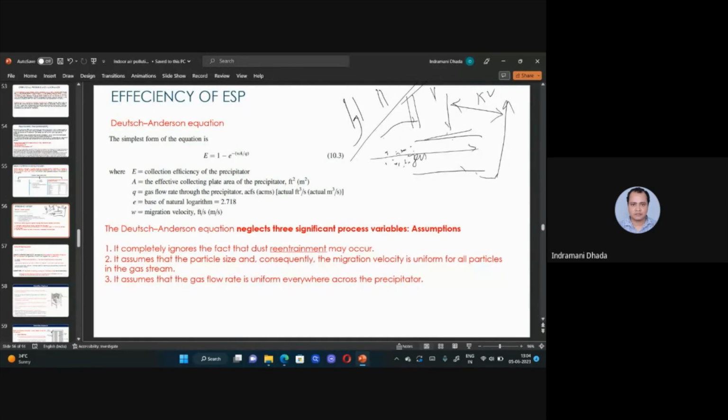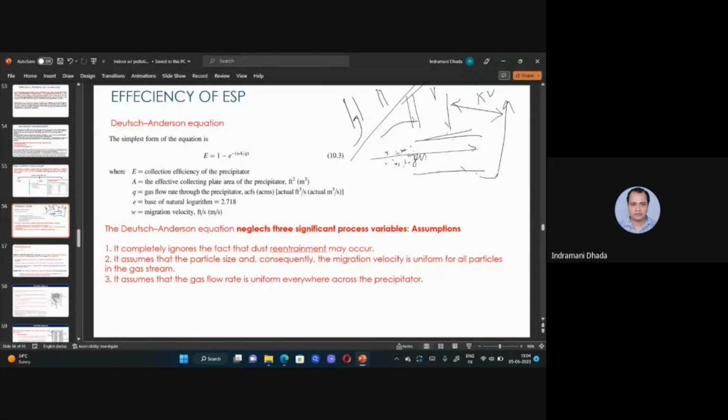So in an electrostatic precipitator, we can really trap very fine particles also. But it is a costlier technology. Initially we have to charge the particles, then trap the particles on the negatively and positively charged plates, and then remove them.